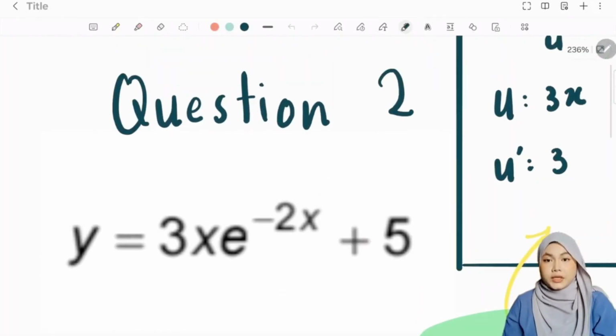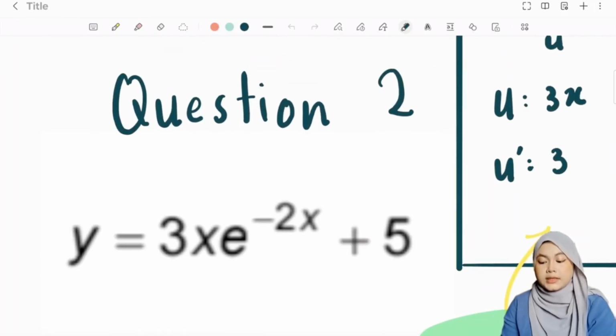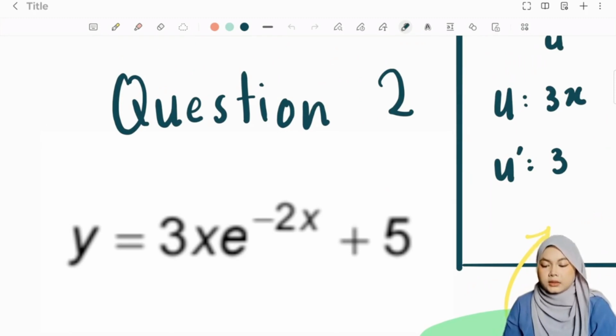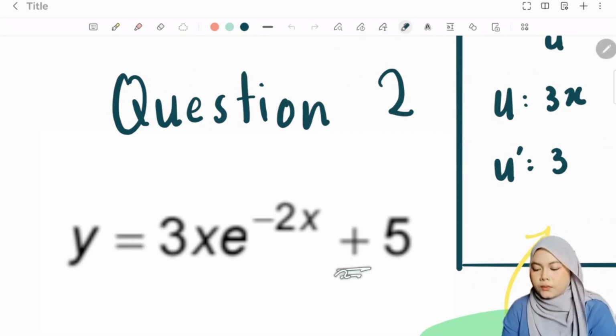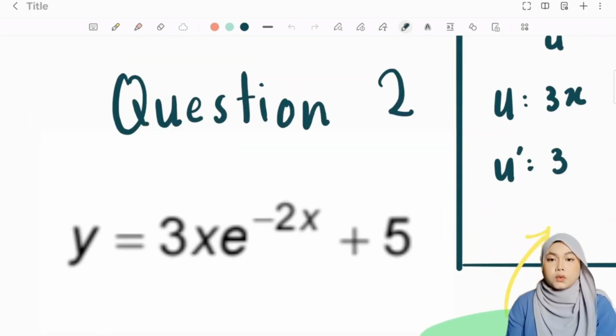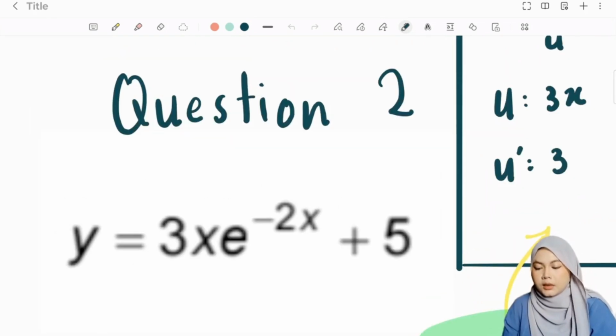Alright, next, moving on to question 2. For question 2, we've got the equation y equals 3x e to the power of negative 2x plus 5. Maybe it looks like a complicated equation, but if we arrange it by a rule, it may be easier for us. So first, we need to divide it into two d/dx terms.